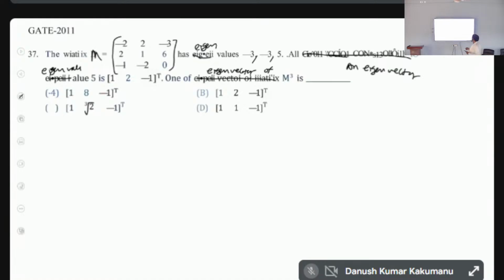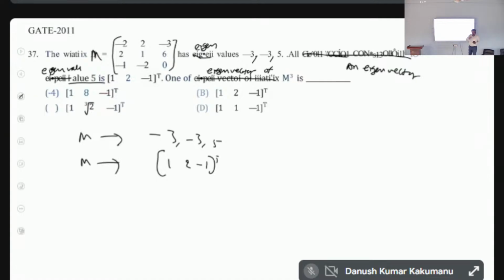Observe here. The eigenvalues of matrix M are minus 3 and 5. One eigenvector of the matrix M, the eigenvalue is 5, and its corresponding eigenvector is 1, 2, minus 1 transpose. We have one property, remember.